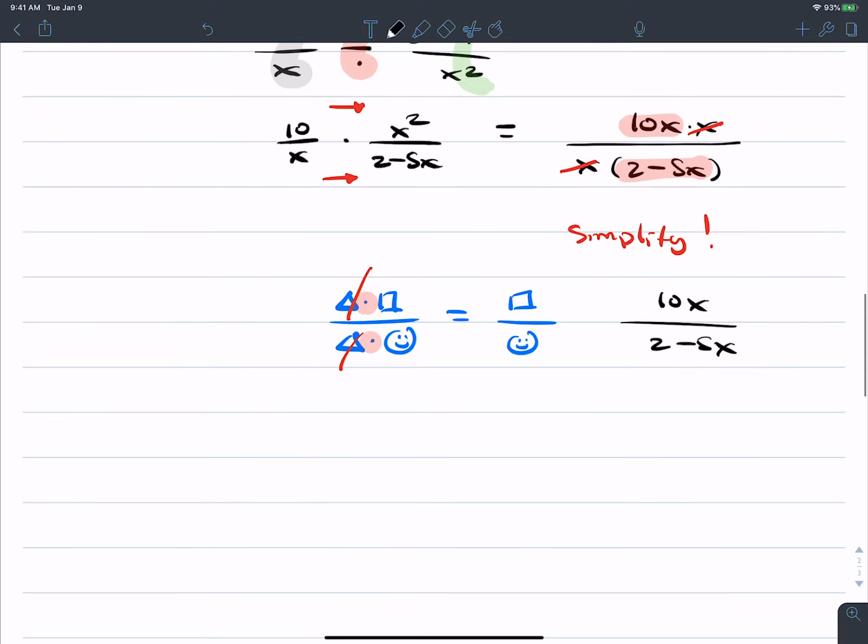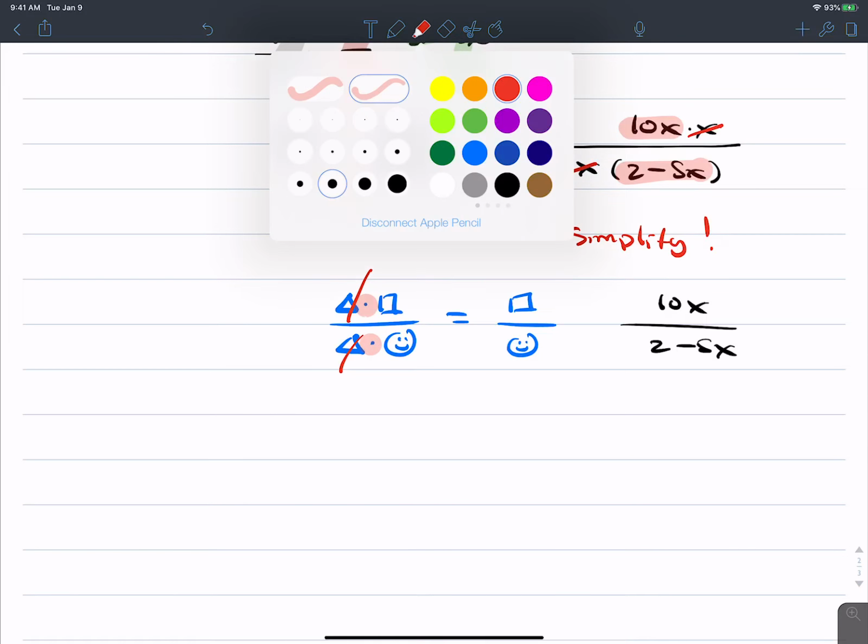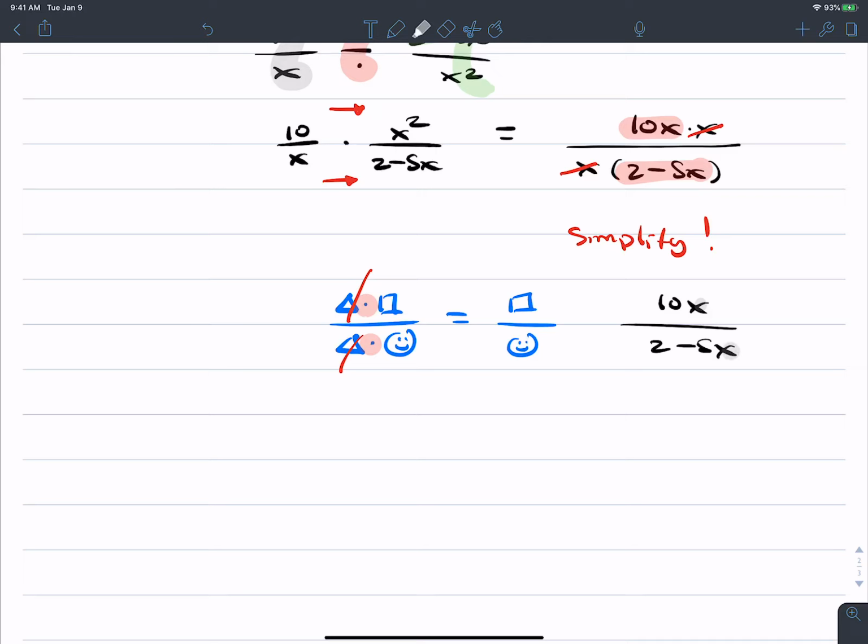Now sometimes students like to cancel, and which you can't cancel, but they're going to try to cancel this x with this x. You can't do that because we have an operation here that's subtraction. You would need multiplication there to use the cancellation property. We can't cancel the 2 and the 5 either because of this subtraction operation you see here. So you can only use cancellation when you have multiplication between terms like this. So this is done. This is a simplified answer here.